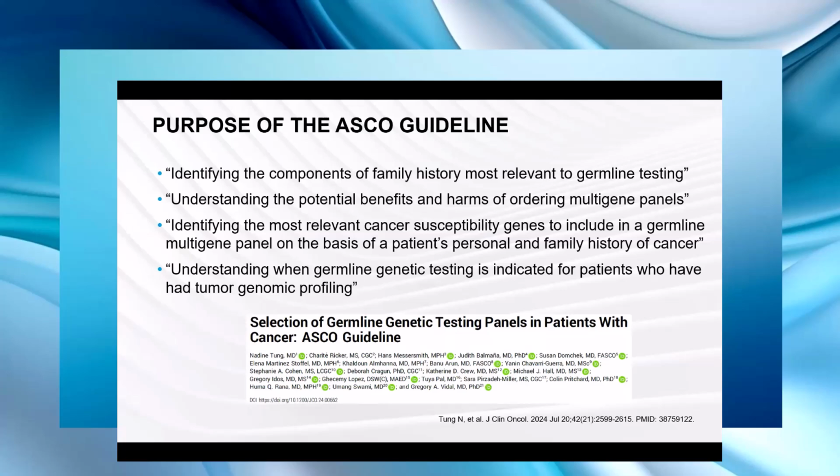So in this context, ASCO seeks to establish an oncology-focused guideline for germline cancer genetic testing with the four main purposes listed here: identifying the components of family history most relevant to germline testing; understanding the potential benefits and harms of ordering multi-gene panels; identifying the most relevant cancer susceptibility genes to include in a multi-gene panel on the basis of patients' personal and family history of cancer; and also understanding when germline genetic testing is indicated for patients who have had tumor genomic profiling.